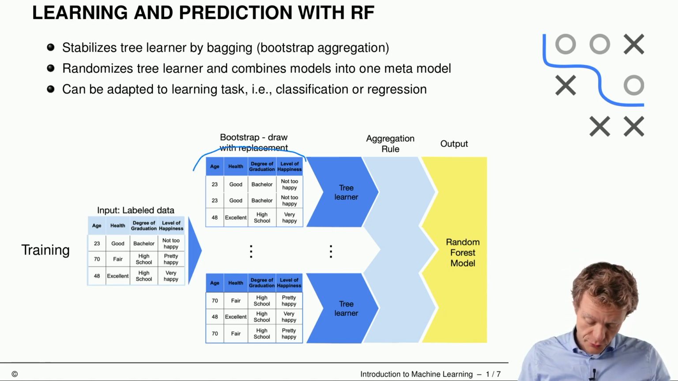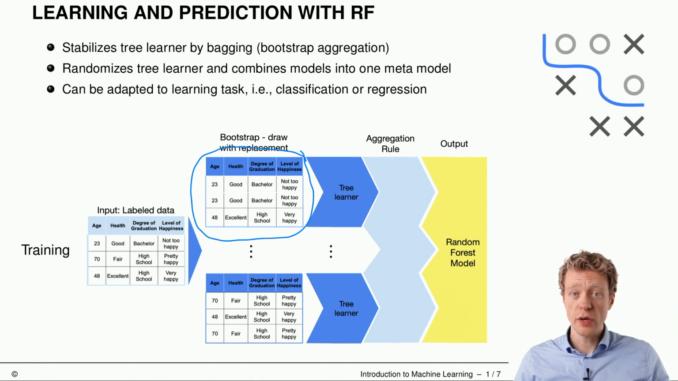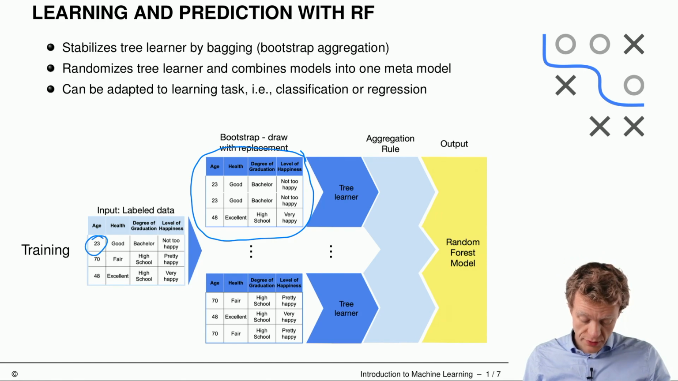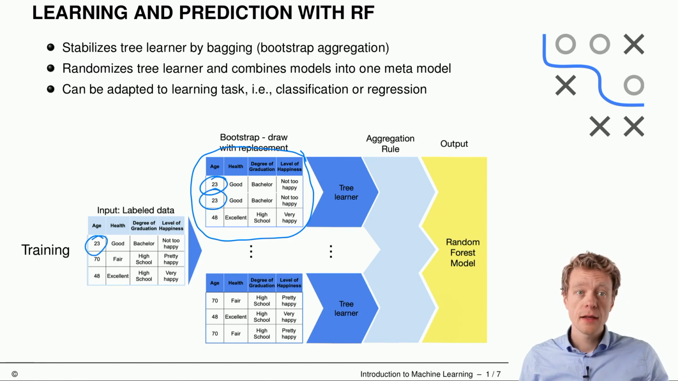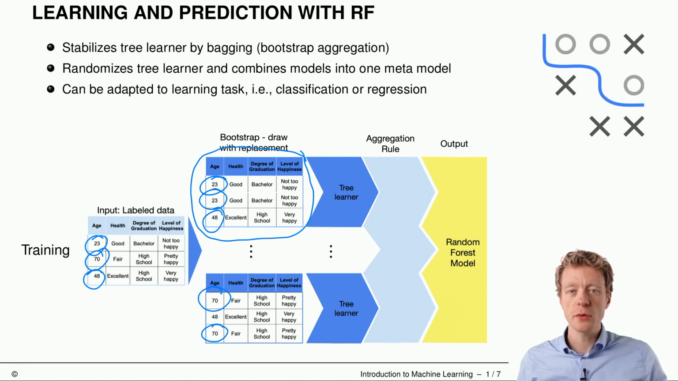If you look at the first bootstrap sample, it also has 3 observations, like the original training data set, but not all of these observations are different. The observation with age 23 comes up twice, and the observation with age 70 is missing. The observation with age 48 is there once. And we do this several times, let's say m times. In other bootstrap samples, other observations may appear more than once, such as the age equals 70 observations in the last bootstrap sample, and others may not show up at all.